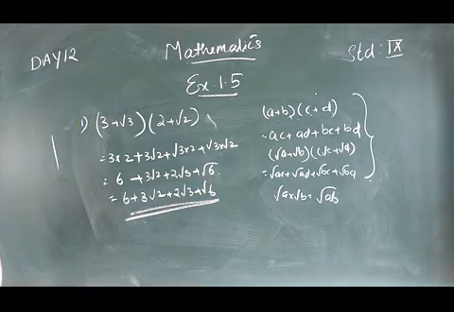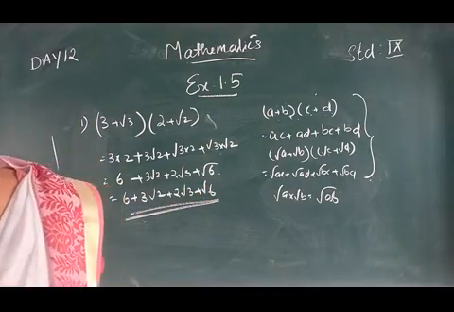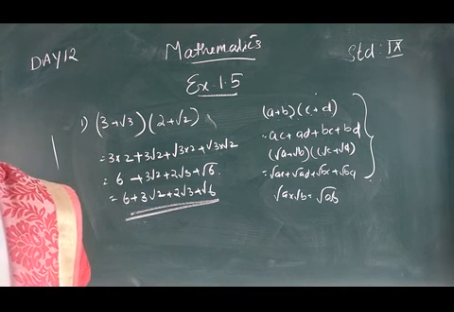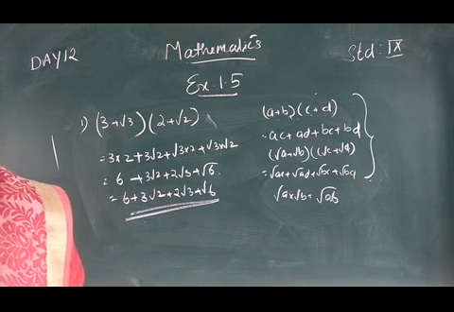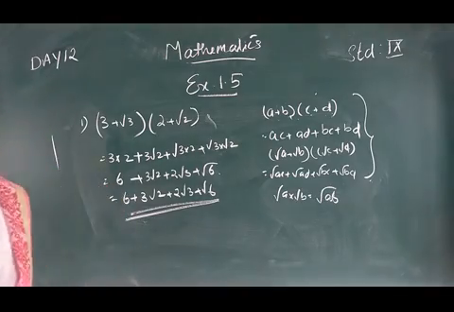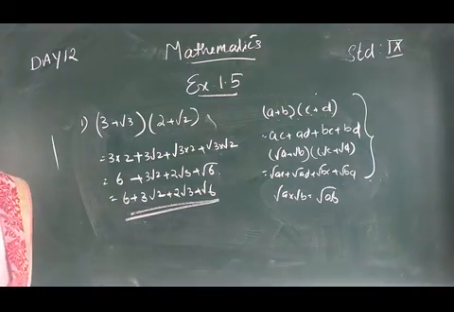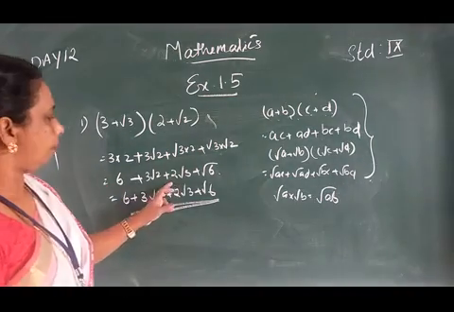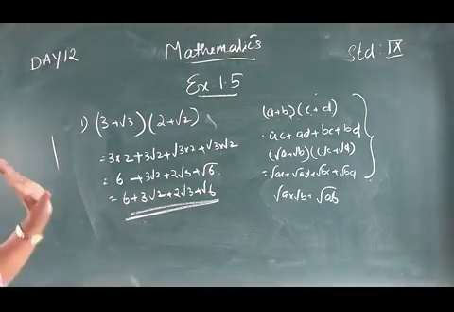So we can solve the given question, that is 3 plus root 3 into 2 plus root 2, that is equal to 6 plus 3 root 2 plus 2 root 3 plus root 6. This way we can simplify.